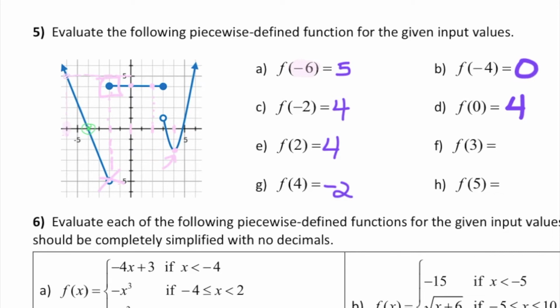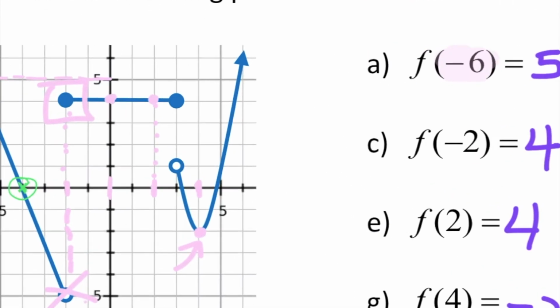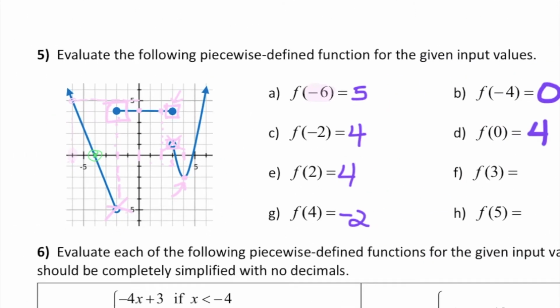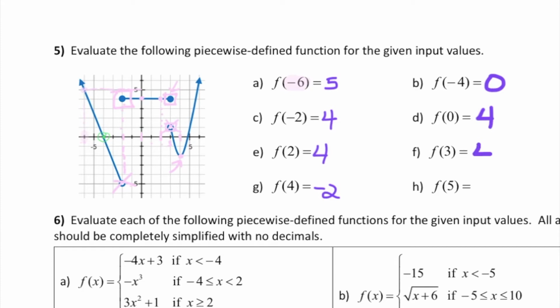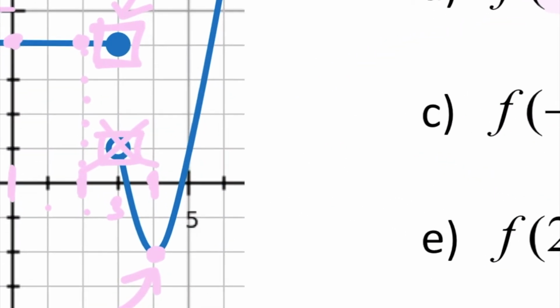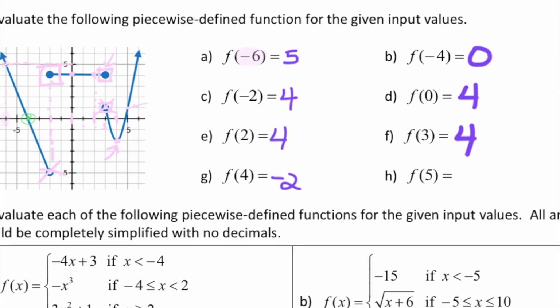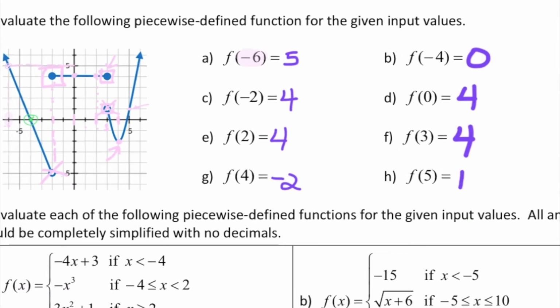And where x is 3, 1, 2, 3 here, be careful because you've got two choices. It's not the open circle, it's the closed circle. And so that's going to also be 4. And then f of positive 5. This is kind of hard to read, but I would say that that's positive 1. And so f of 5 is going to be 1.